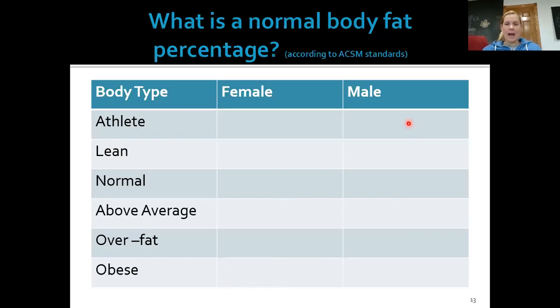So males, for an athlete, less than 10%, lean, 10 to 15, normal, 15 to 18, above average, 18 to 20, over fat, 20 to 25, and obese is 25 plus. So again, numbers that I want you to really make sure you know: normal, 22 to 25, 15 to 18, and obese, 35 plus, 25 plus. Okay, but I would fill in this chart and have this ready for your next exam as well.